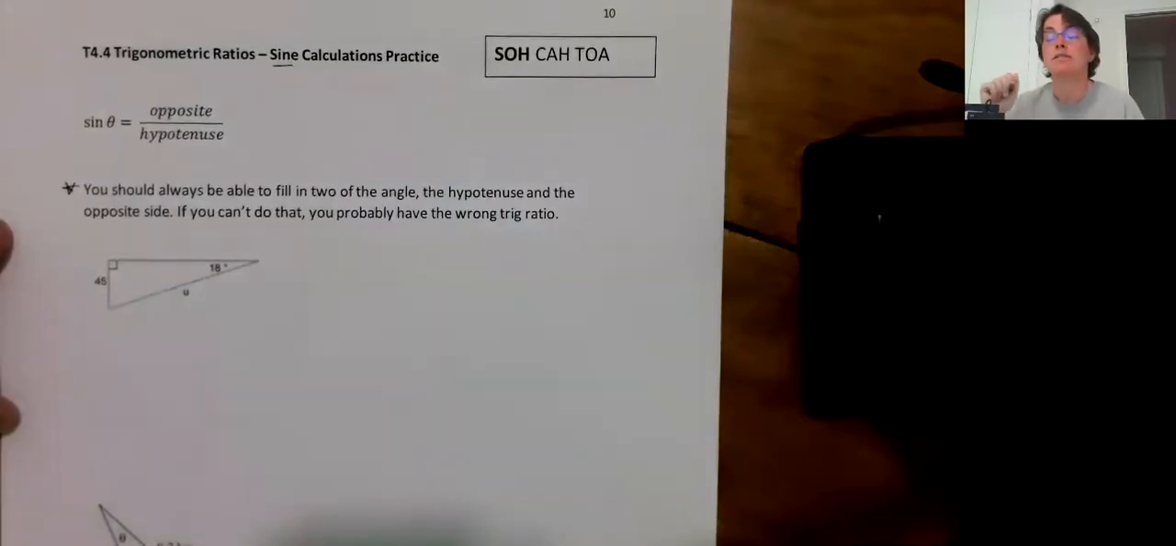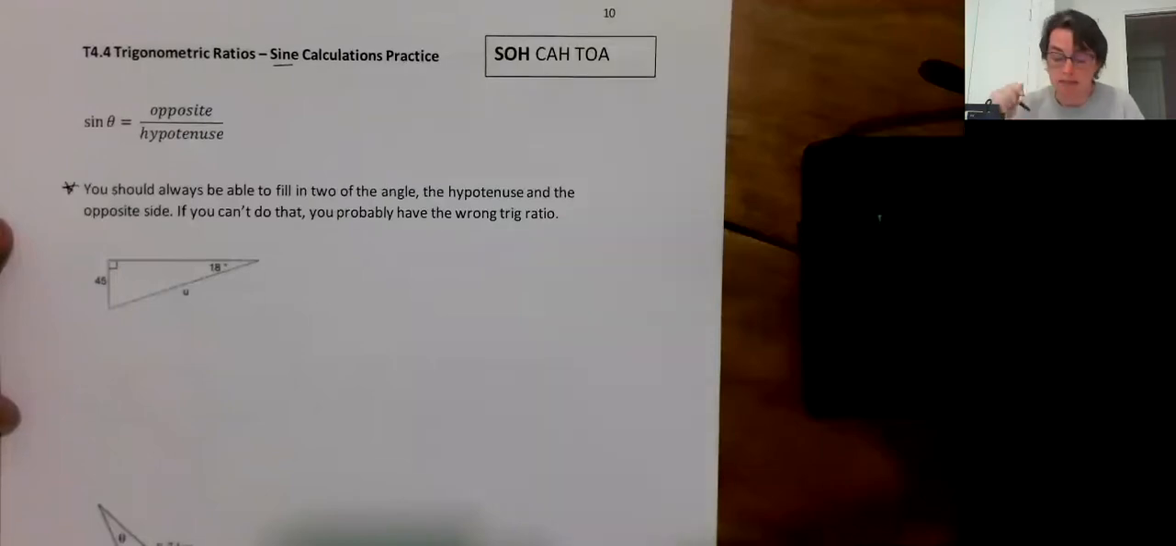I would suggest you turn off the video right now. Looks like there's two questions here. Do them both. Get an answer. See if your answer is reasonable, which is making sure the hypotenuse is the longest side, smallest side versus smallest angle, something like that. And then turn the video back on and make sure that you and I agree. Okay, so turn off now.